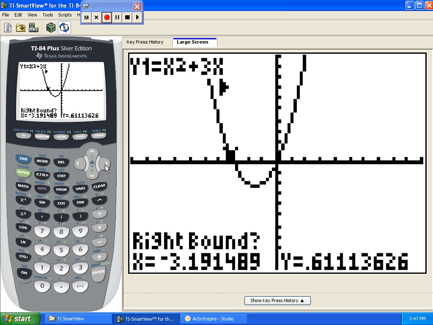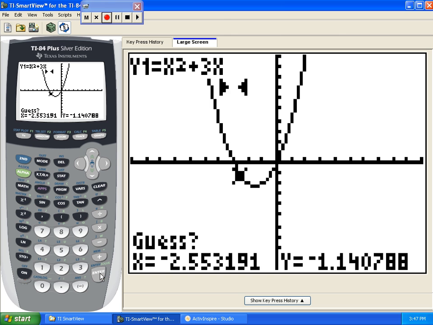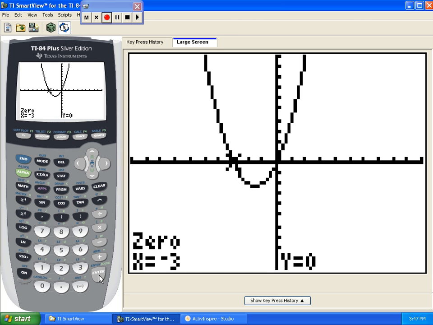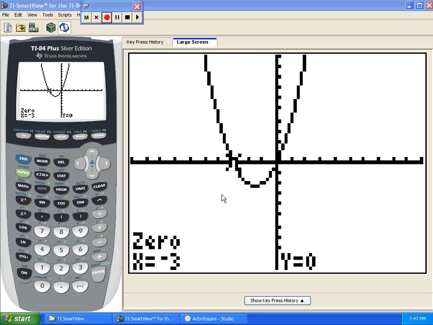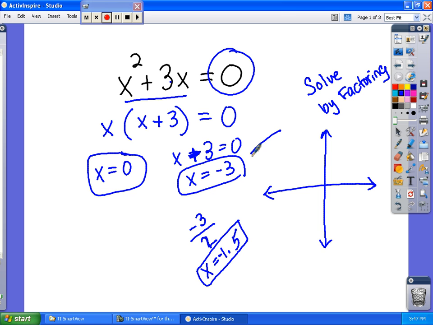Right bound, I'm going to go below that point that I'm trying to find, which would be right about here. I'm going to hit enter, and the last one is I'm going to hit guess, and it gets -3. Of course, y is 0, because that's where it hits the x-axis. So one of our answers is -3, which, by the way, you got right here when we factored. So you do get the same answers.